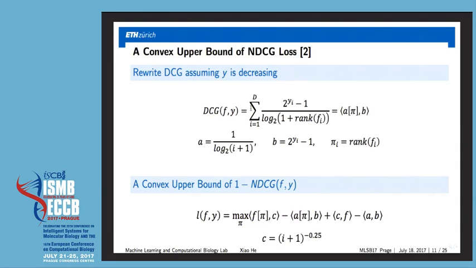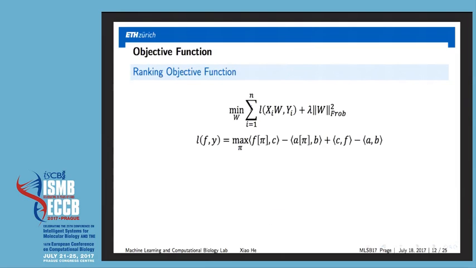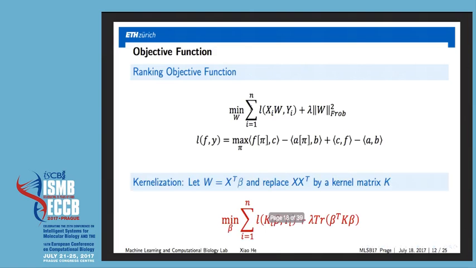which includes a maximization subphase, and then they have a C, which is decreasing in this case. Finally, we integrate this convex upper bound into the ranking objective function, and then we have this new convex problem. Similar as before, just using the convex upper bound. And we do the kernelization to capture nonlinearity in the data sets. Just let W equal X transpose times beta, and replace X times X transpose by the kernel matrix.